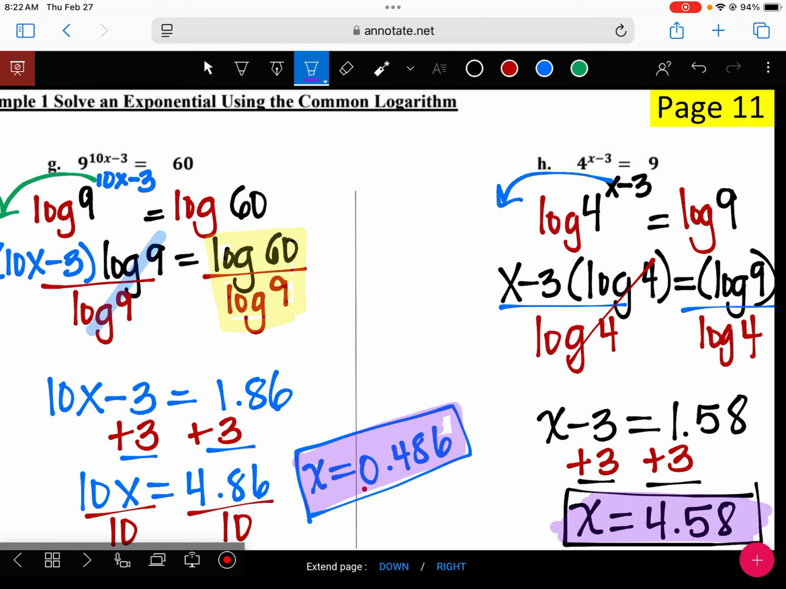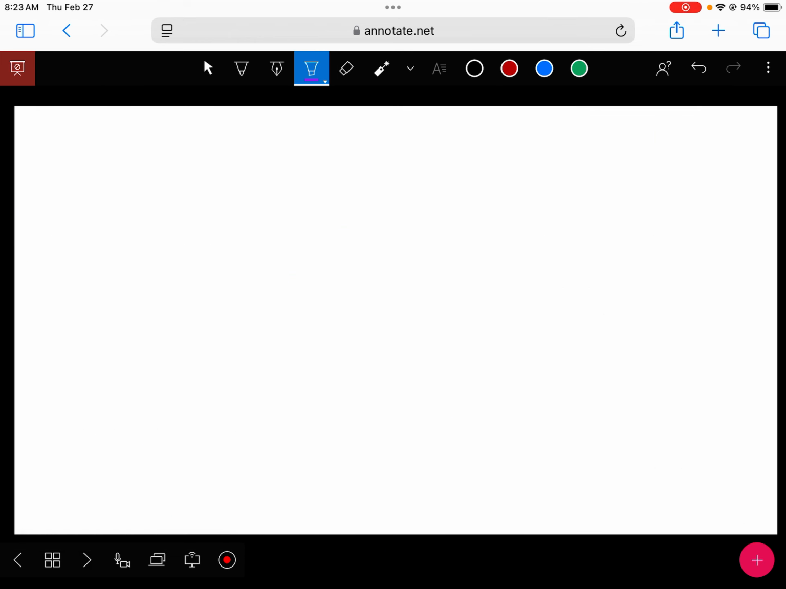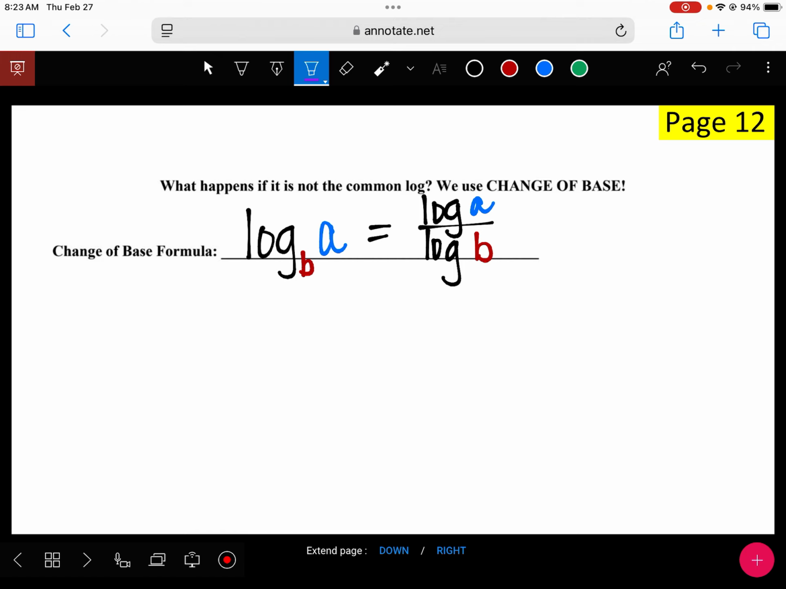So we're going to go to page 12 now. We have one new formula. Now, who remembers when you look at your calculator, what did I tell you the base of that log key is? What's the base of that log? That's a common log. Who remembers the base of a common log? 10. Good. If it's not a base 10, we have to do a change base formula. All right, so let's go ahead and copy down this formula. It's actually very simple. So if the base is anything other than 10, we're going to change the base.